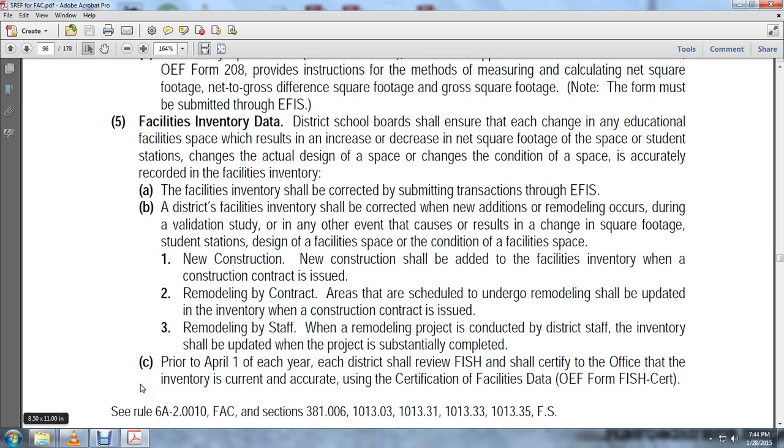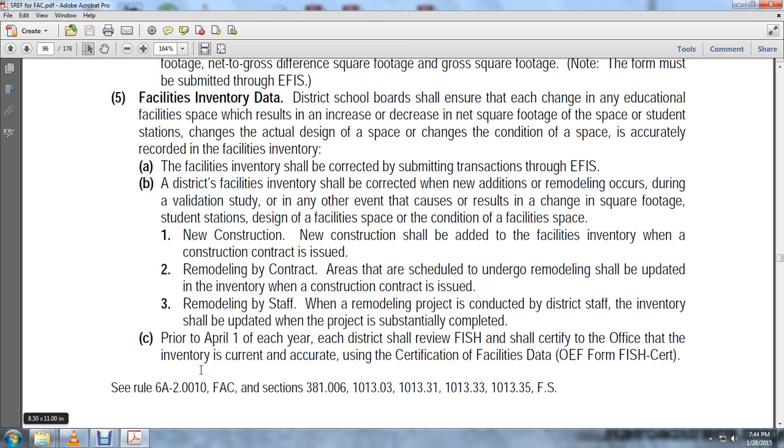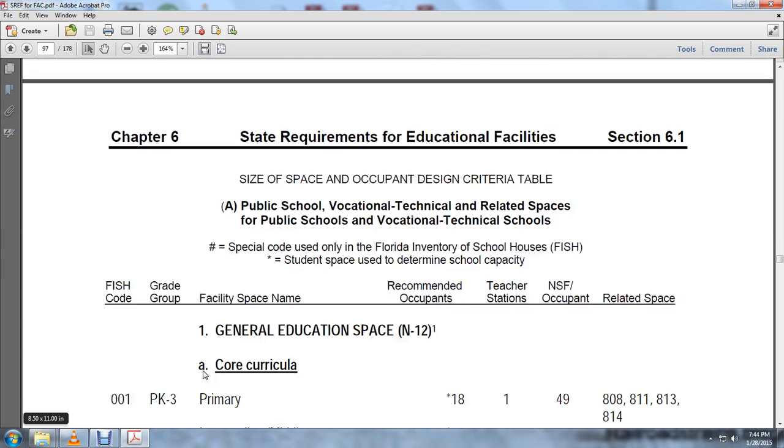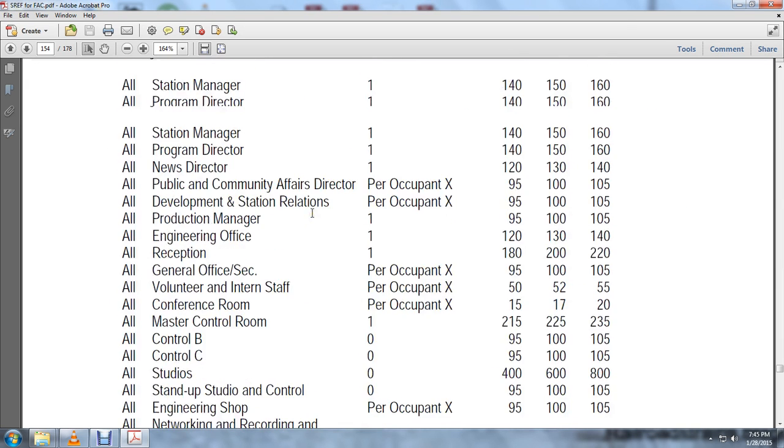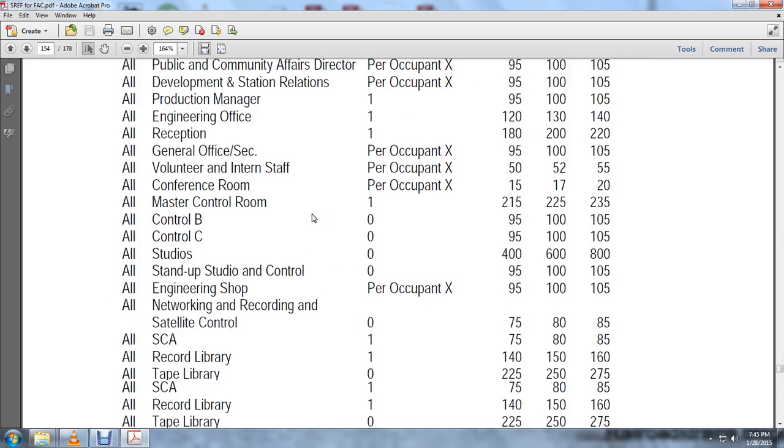See Rule 6A-2.0010, Florida Administrative Code, and Florida Statutes 381.006, 1013.01, 1013.03, 1013.31, 1013.33, 1013.35. These are charts, like I said, A through D. I didn't find any of them practicable until about page 155, which I believe is the start of Section 6.2.